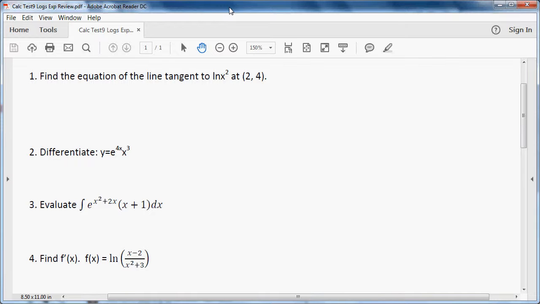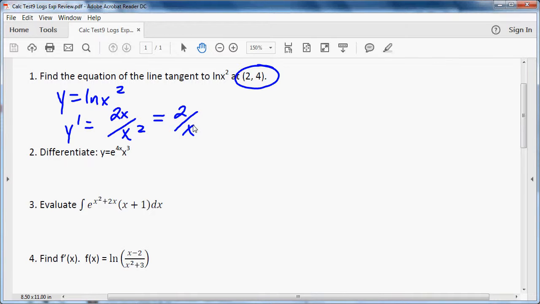Anytime you need the equation of a line, you need two things. You need a point and you need a slope. We already have the point right here, and we know in calculus we find the slope by taking the derivative. So our initial equation is the natural log of x squared. The derivative of that would be the derivative of the inside over the inside. Now if you want, you can simplify that by canceling out one of the x's.